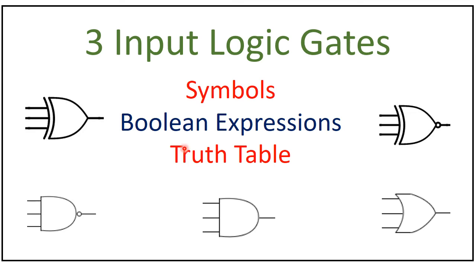We will discuss 3 input logic gates. So we will see how 3 input logic gates are there. We will discuss symbols of logic gates and the relation between inputs and output, which is represented by boolean expressions. And finally, we will discuss the truth tables of all the 3 input logic gates.